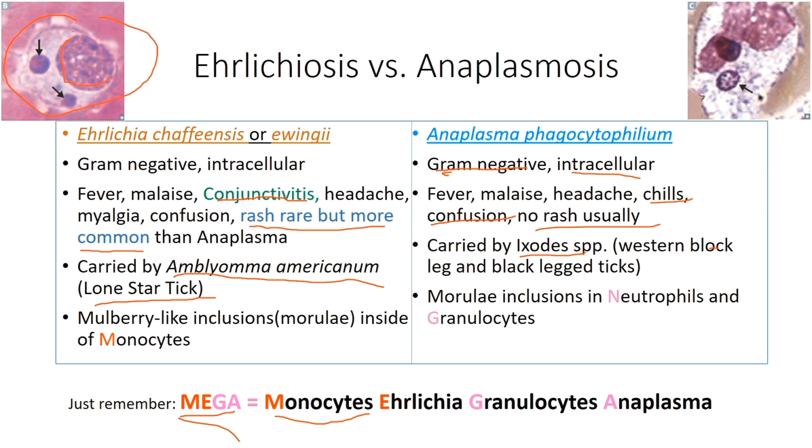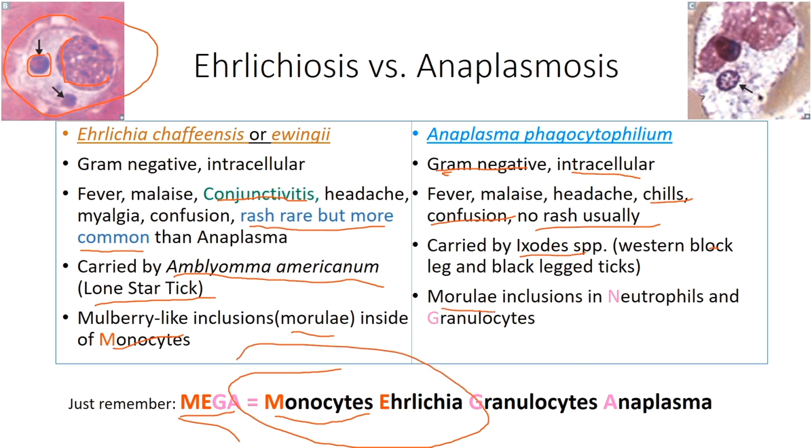You have a smooth nucleus. It's a very large cell, and it's obviously absorbed and eaten something. And you can see this kind of berry-looking thing. It's got little red and purple, so it almost looks like a ripening berry. This is known as a mulberry-like inclusion, or a morula, and that's found within monocytes. You're going to find this more commonly with Ehrlichia.